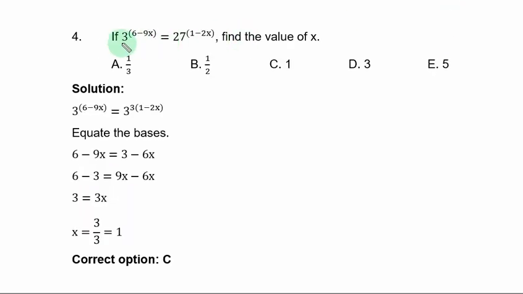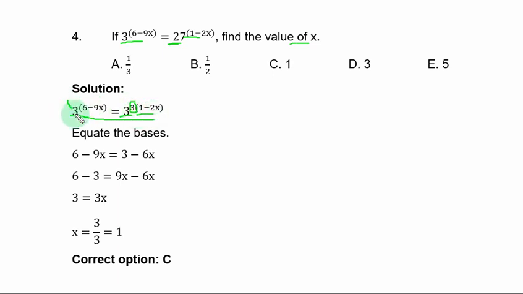Question 4. If 3 to the power of 6 minus 9s is equal to 27 to the power of 1 minus 2s, find the value of s. You have an exponential equation. Now you can express 27 as base 3. That is 3 to the power of 3 in this form. Of course, this power 3 here is to multiply the existing power.